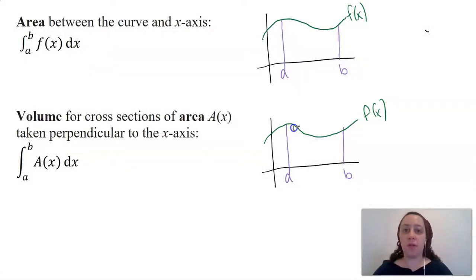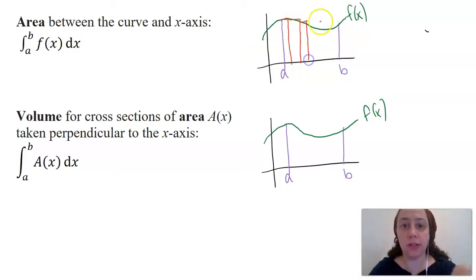So we've learned already that area can be found by taking the integral. The way we did that, remember we started with Riemann sums? So we found the area of each of these rectangles. This is a left Riemann sum. And we used that to approximate the area under the whole curve.